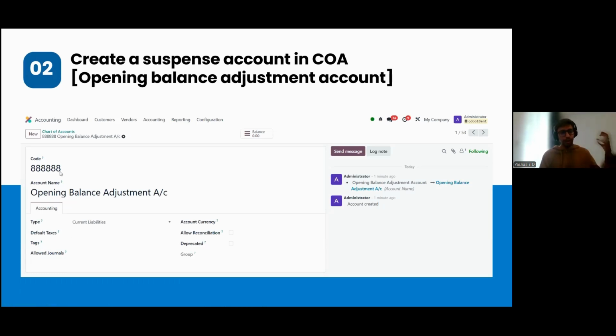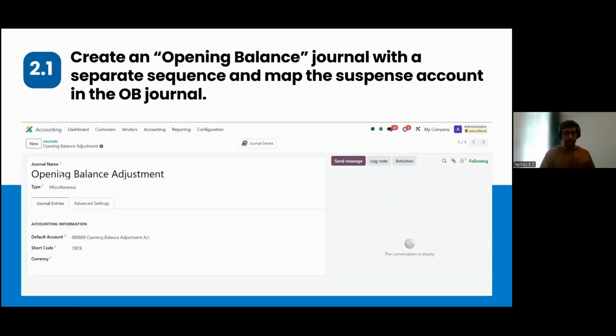Next thing, to do all these activities, we also need a journal. It's better to identify at any point of time what I did with respect to opening balance with a specific journal and a specific sequence. To help me do this, we are going to create a journal separately called opening balance adjustment. And we are going to map it with the account which we created previously, along with a separate sequence as well. You can see that OBTB, in short form, means opening balance trial balance. This is what we are going to do as the first step.